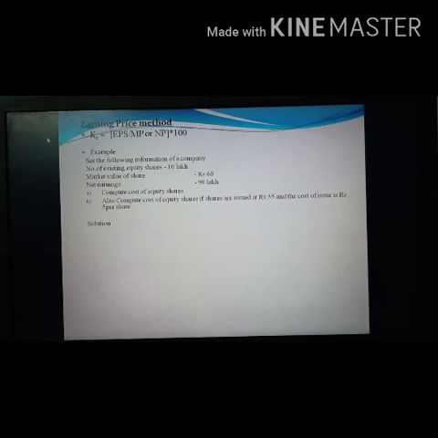So that's the information given to us. The question has two parts. Part A, compute the cost of equity shares, and the second one is to compute the cost of equity share capital if shares are issued at rupees 55. That means it is issued at a discount of rupees 5, and the cost of issue is rupees 5 per share. A cost of issue is also mentioned in that. So we can go for the solution part.